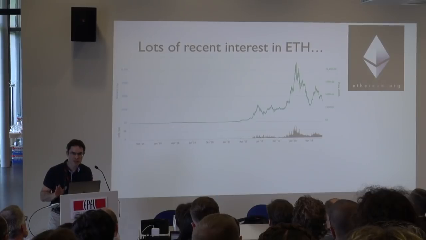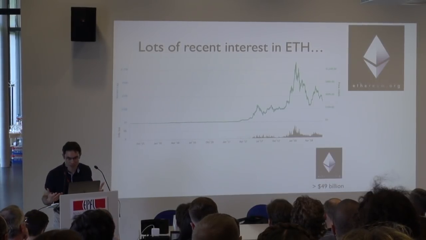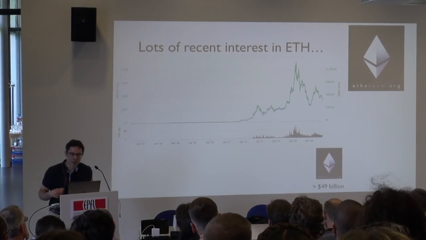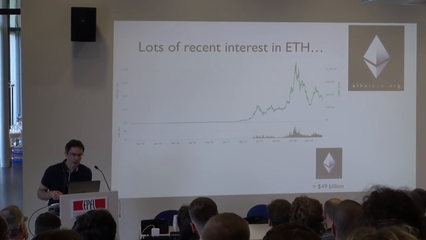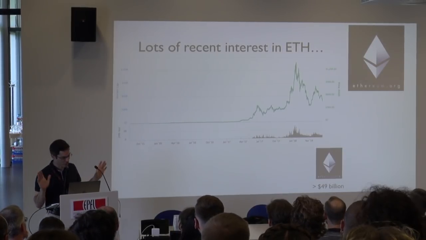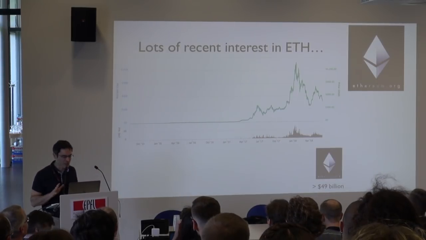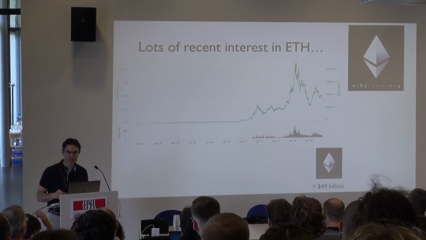To give you some sense of the degree of interest, you can take a look at one representative statistic, namely its market capitalization. Ethereum, as of this morning, things are highly volatile. This may have changed. It could have gone to 100, could have gone to 0 in the meantime. But at least as of this morning, the market capitalization was on the order of 50 billion.